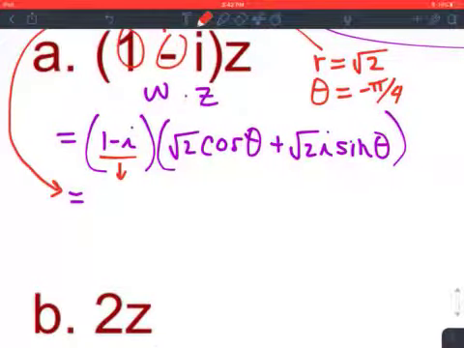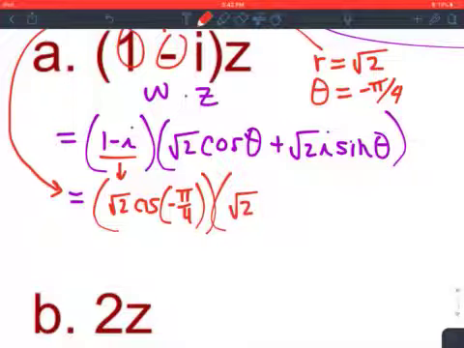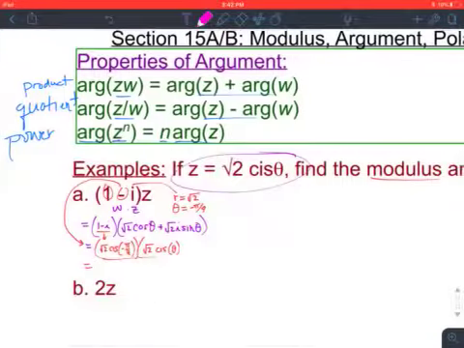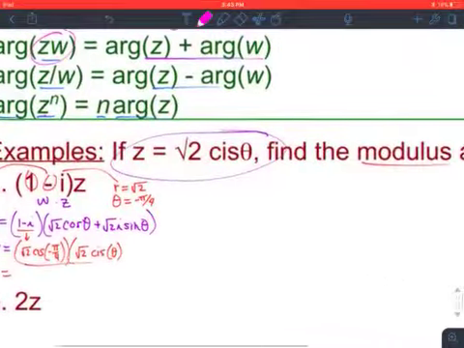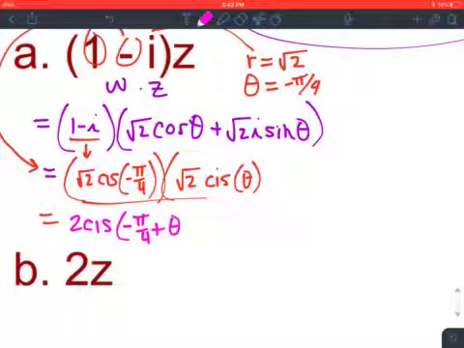So that means I can rewrite this one as square root of 2 CIS negative pi over 4, and we're multiplying it by square root of 2 CIS theta. Well, I have the product of two complex numbers in polar form. I want to know the argument of them. The argument of a product of two complex numbers is equal to the sum of their arguments. And so this is equal to 2 CIS (negative pi over 4 plus theta).